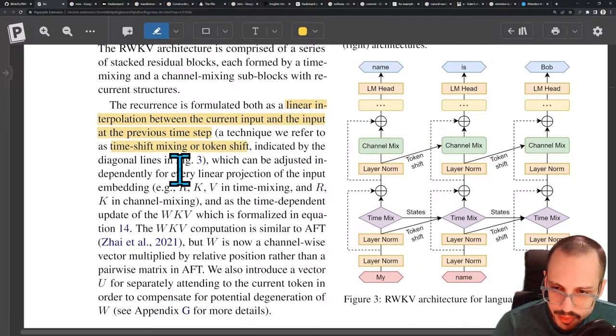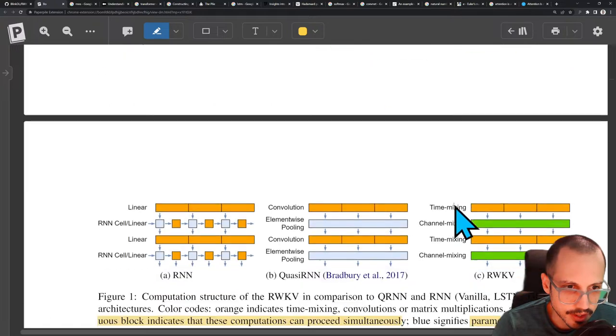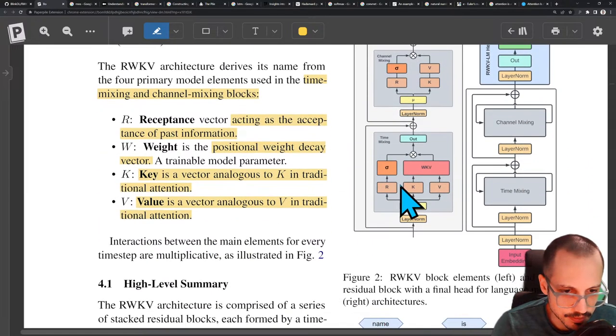"Which can be adjusted independently for every linear projection of the input, RKV in time mixing, and RK in channel mixing. And the time-dependent update of the WKV, which is formalized in equation 14. The WKV computation is similar to AFT, but W is now a channel-wise vector multiplied by a relative position rather than a pairwise matrix. We also introduce a vector U for separately attending to the current token in order to compensate for potential degeneration of W." So potential degeneration of W might refer to the problem we were talking about, where eventually you would forget because the W's would just decay over time and then you wouldn't have anything from the previous thing.